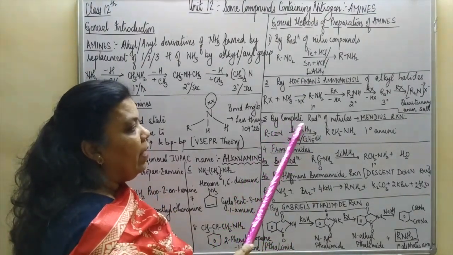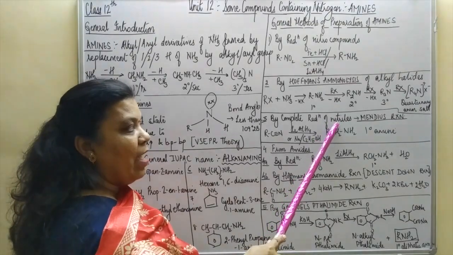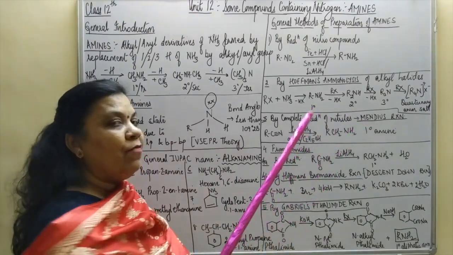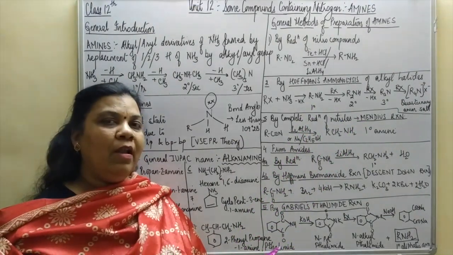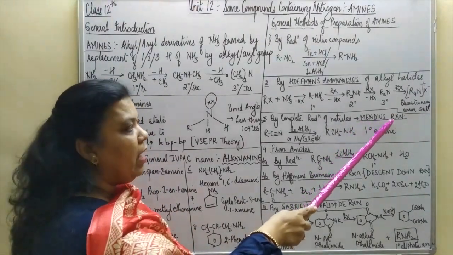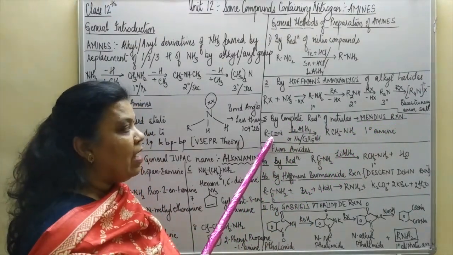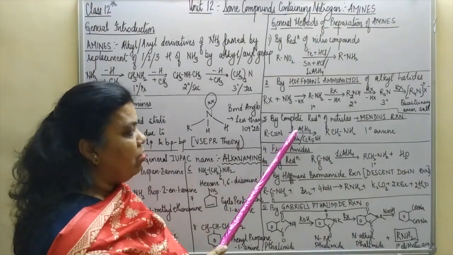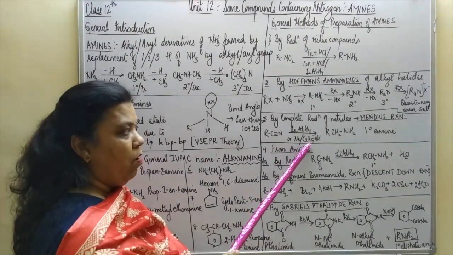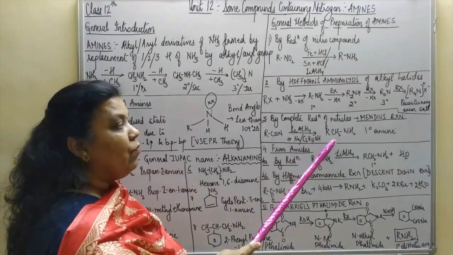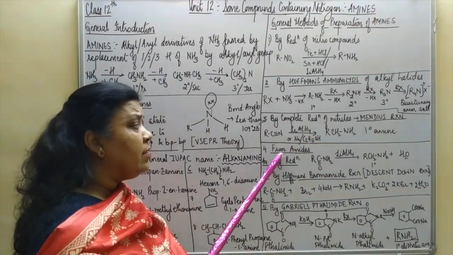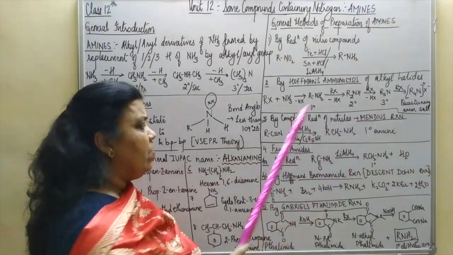Next is by complete reduction of nitriles. Nitriles means cyanides. And we have already studied this in our video lecture 1.3 relating to the name reactions, and this is an important name reaction called Mendius reaction. So when cyanides are subjected to complete reduction using lithium aluminium hydride, or sodium and ethanol can act as a reducing agent, it will form 1 degree amine. This reaction is called Mendius reaction.